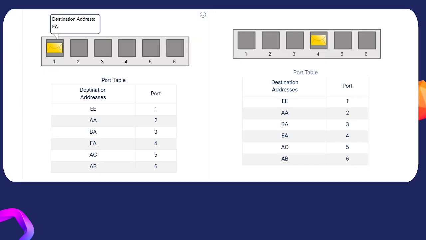So we have an example here of a switch, where we have destination addresses and the ports. So if we send an email from port 1 to the destination of EA, it will only send to port number 4, which is the EA.